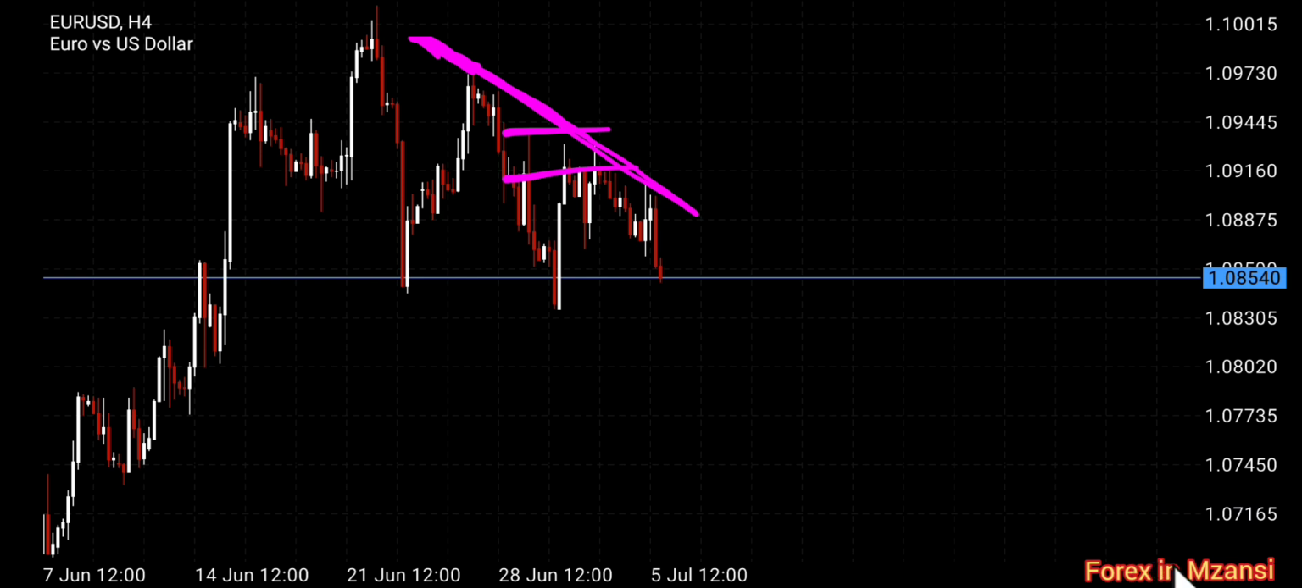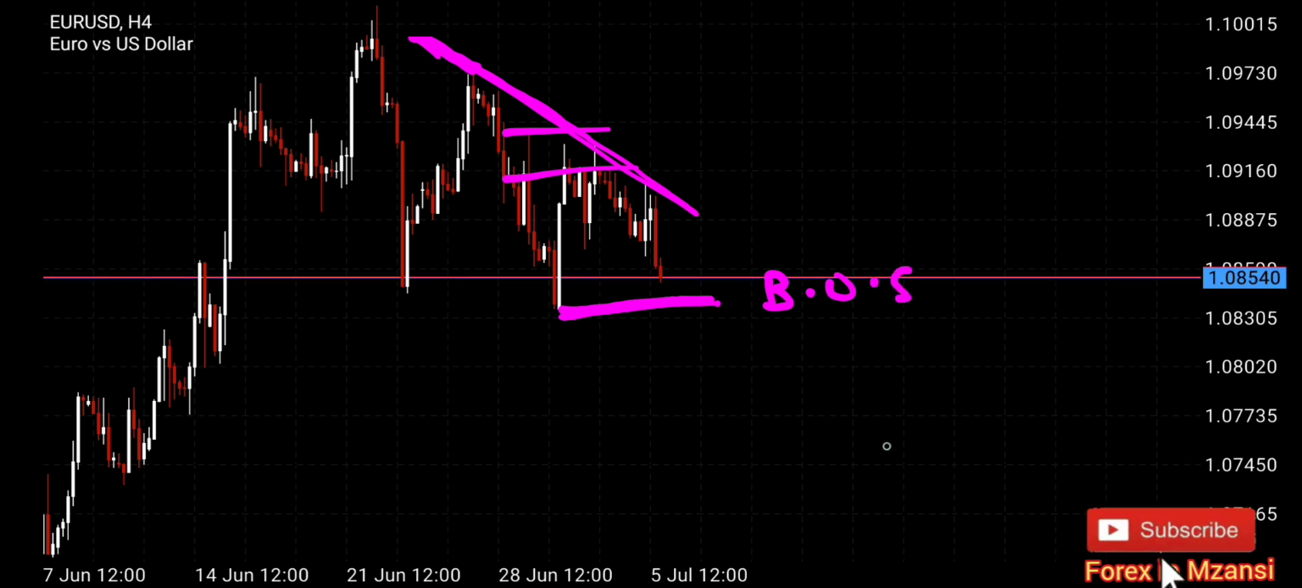So what you can do here is to say that for me to continue selling, maybe let me wait for this structure to be taken out, this break of structure. If the price can break this structure, if the price can create a new low, then you can say that, okay, I see we are pushing to the downside. Any pullback towards maybe an area of supply or a trend line, then you're going to continue like that.